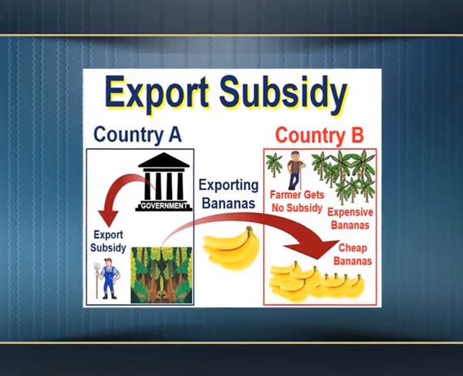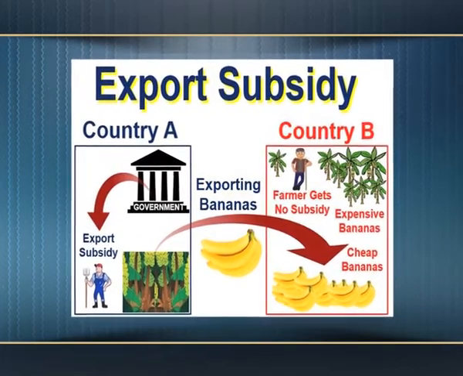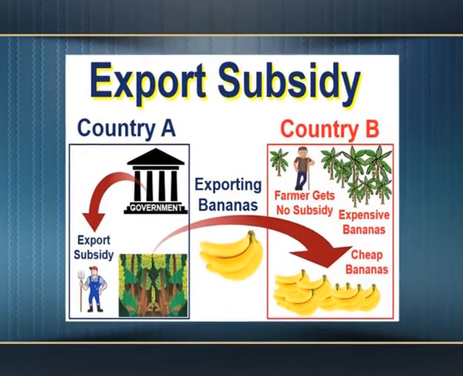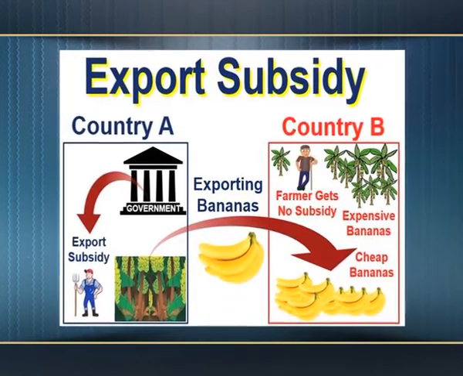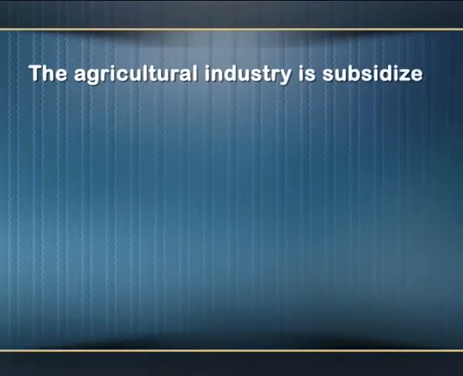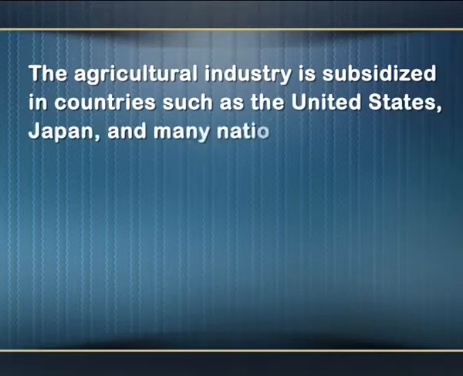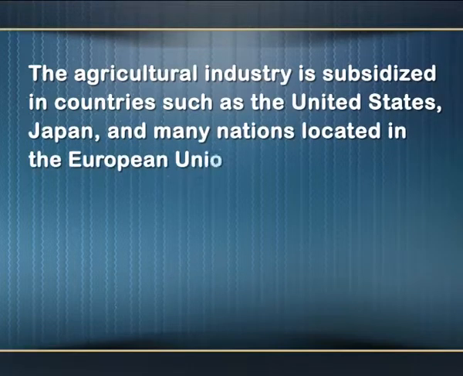The effect of subsidies is to deter other countries that are able to produce a specific product or service at a faster, cheaper and more productive rate. With the lowered price, these efficient producers cannot compete. The life of a subsidy is generally short-lived, but sometimes can be implemented on a more permanent basis. The agricultural industry is subsidized in countries such as the United States, Japan, and many nations located in the European Union.